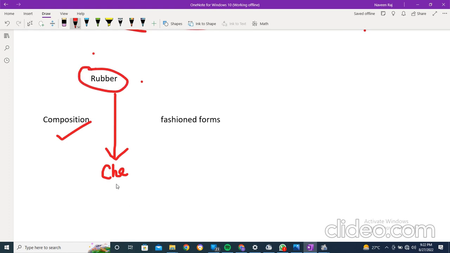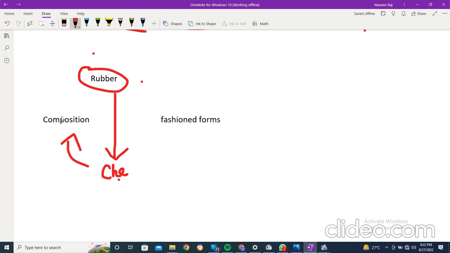If we take an example of rubber, that's just an example. Rubber is chemistry, right? So there are two ways of looking into rubber. First is the composition of the rubber. We can look into rubber under chemistry as its composition. It has flexion, the changes it undergoes, its properties, its behavior, and that sort of stuff, right?